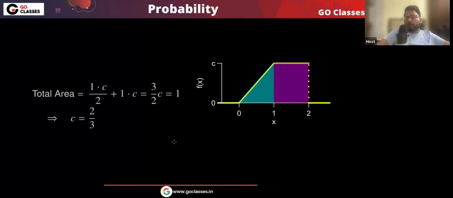So what is the probability that the random variable is going to take a value from 0 to 1? The probability is C by 2. But the probability that it is going to take a value from 1 to 2 is actually C.